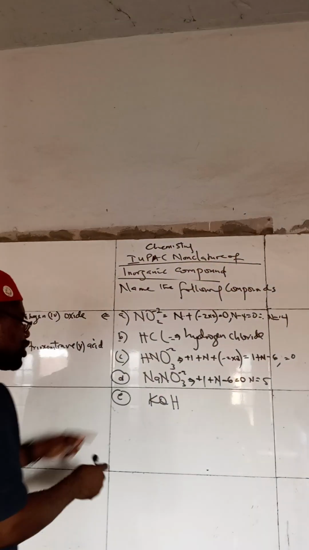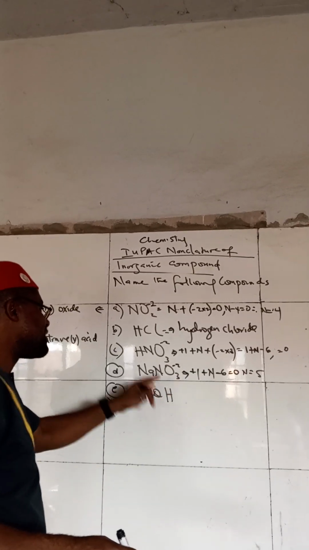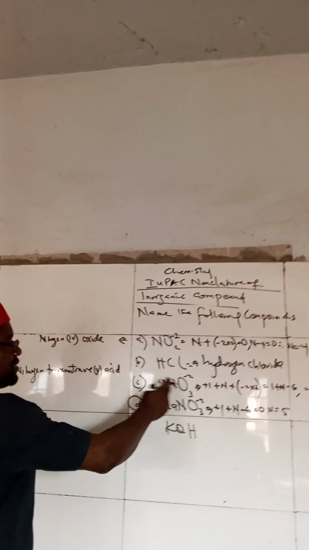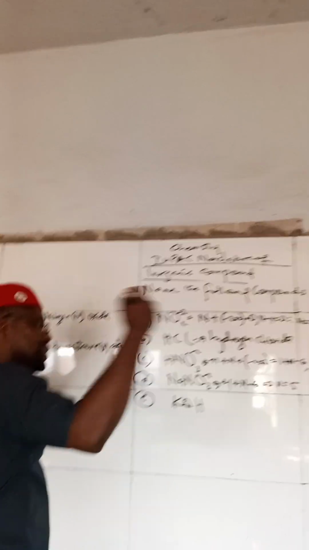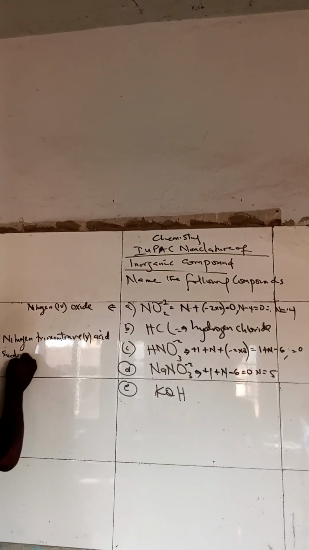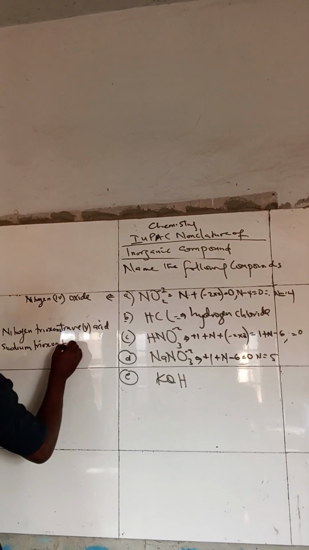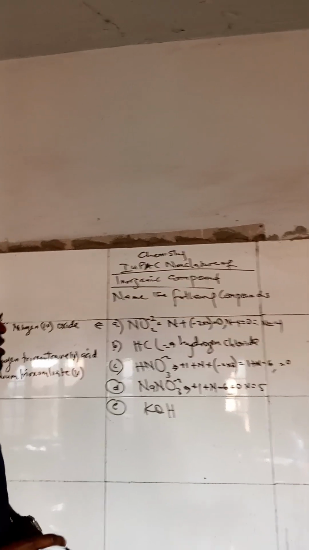So this is sodium trioxonitrate 5. It's a salt of this acid. It's a salt of nitric acid. Sodium trioxonitrate 5. It's a salt anyway.